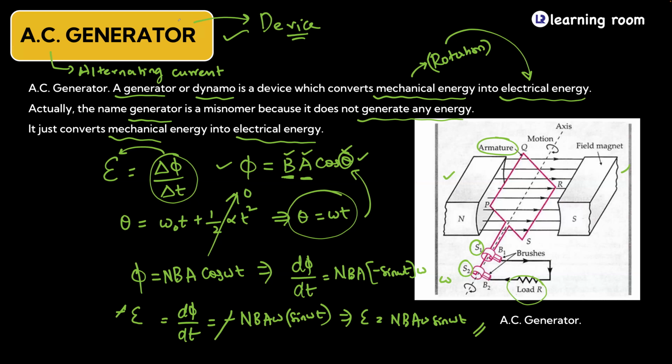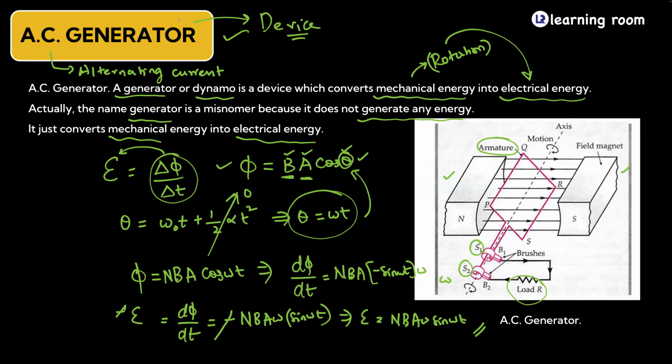Now what will happen? The coil is still in rotation. From here, it is going to take a turn and come like this. When it has come like this, it has completed half a rotation. The magnetic field is still in the same direction. When the coil is like this, what is the area vector? It is in the downward direction. The magnetic field is like this, the area vector is downward. What is the angle between them? Again 90. So from maximum, the value has gone back to 0.